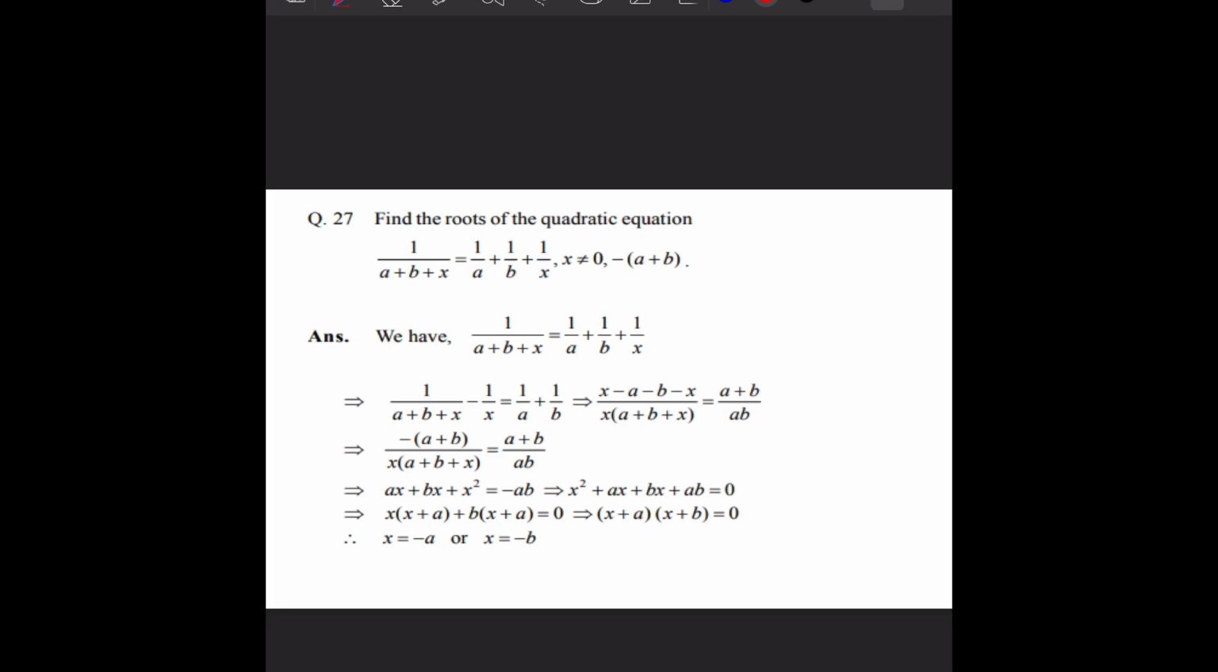Find the roots of the quadratic equation. This is a very important question. There is a small hint in it. If you take this 1/x to the left hand side, the question will be finished. 1 upon a plus b plus x minus 1 upon x which is equal to 1 upon a plus 1 upon b. Here we will do cross multiplication on both sides. We all can do cross multiplication, right?